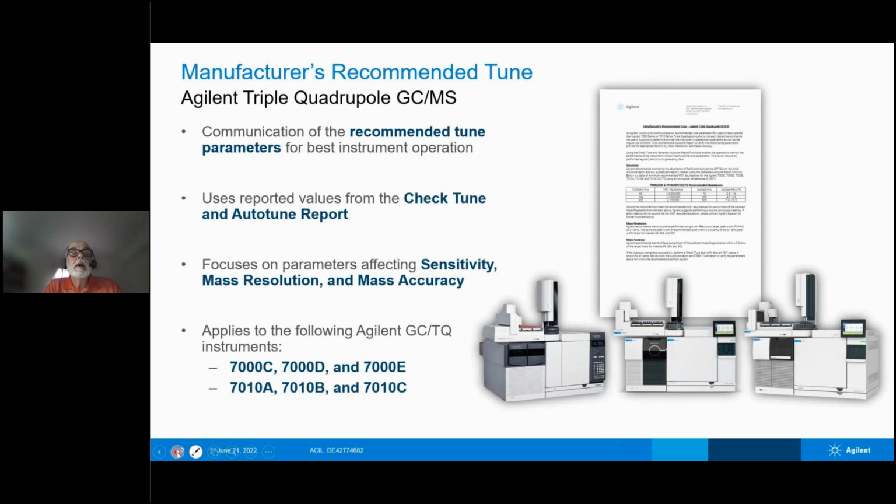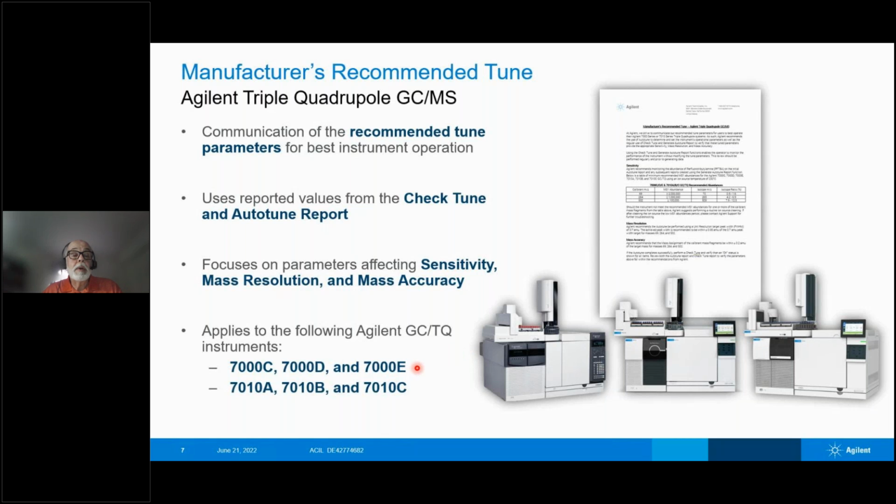We've been requested to offer a manufacturer's recommended tune for our Agilent GC triple quadrupole MS instruments. And that's because if you want to, for example, use MRMs to do some of the EPA methods, well, there's no DFTPP tune for the triple quad mass specs. And so we now offer that communication of what the recommended tune parameters are. And of course, we've been recommending tunes for 50 years now. And it uses reported values from the check tune and auto tune report, and it focuses on sensitivity, mass resolution, and mass accuracy.